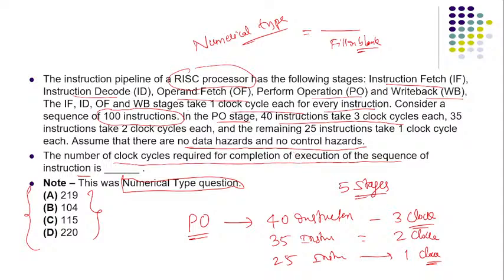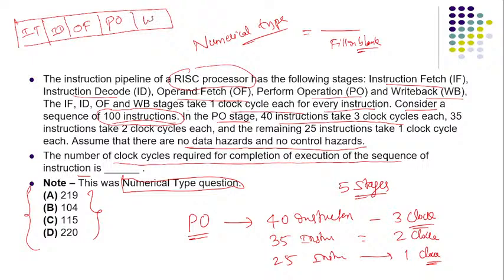So here there are 5 stages given, and there are 100 instructions. 100 instructions in a pipeline with 5 stages. First stage क्या है? Instruction fetch. Second stage क्या है? Instruction decode. Third stage क्या है? Operand fetch. Fourth is perform operation, then write back. वैसे 5 stages दिया है.